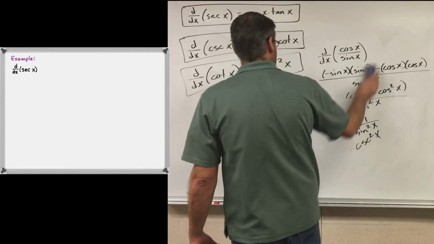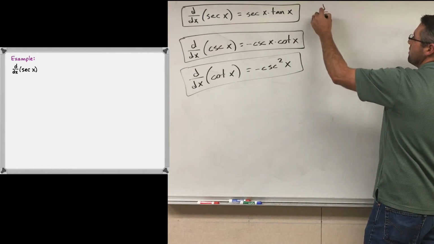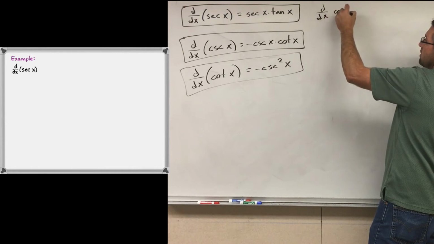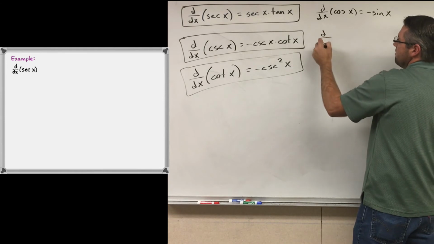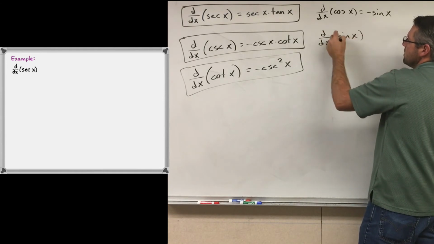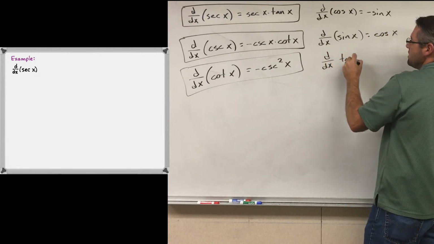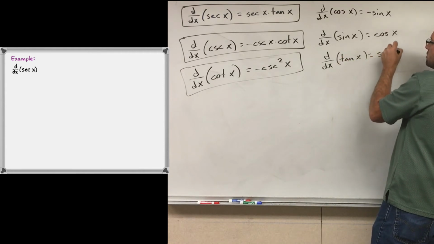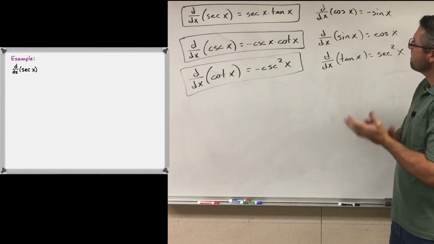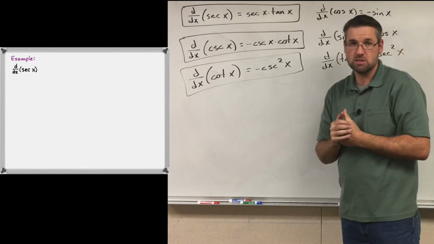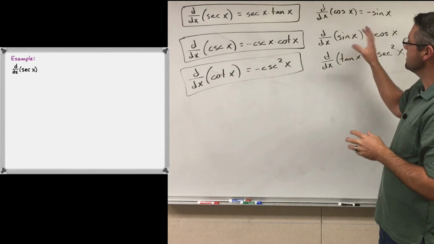Okay? Now, let's try and make another connection here. Let's go back and review a little bit. Remember, the derivative of cosine of x is negative sine of x. The derivative of sine of x is cosine of x. And the derivative of tangent of x is secant squared of x. So those are your 6 trig functions. We will get into the inverse trig functions later on, arcsine, arccotangent, and all those kind of things. But these are the basic 6 trig functions.